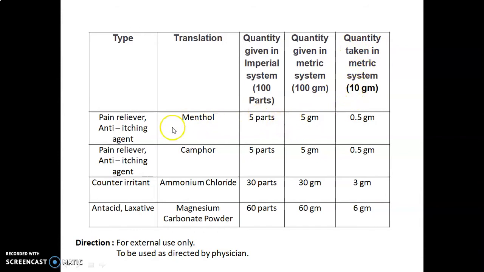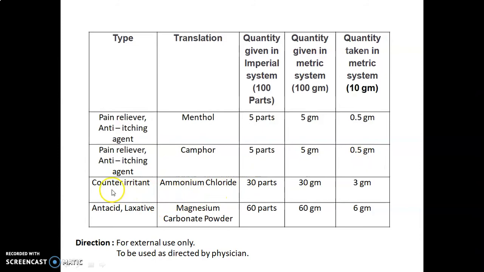So first of all we have menthol, which is used as a pain reliever and anti-itching agent. Quantity given in the imperial system for 100 parts is 5 parts. Quantity given in the metric system is 5 gram. Taken quantity should be 0.5 gram. This quantity should be calculated with the help of the factor. Next, camphor, used as a pain reliever and anti-itching agent. Quantity given in imperial is 5 parts. Quantity given in the metric system is 5 gram. Taken quantity should be 0.5 gram.